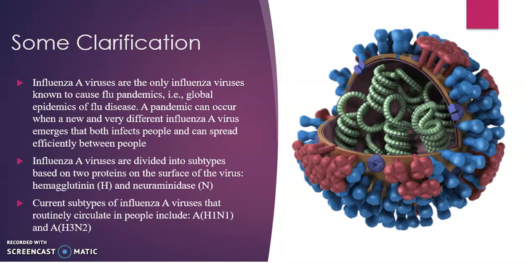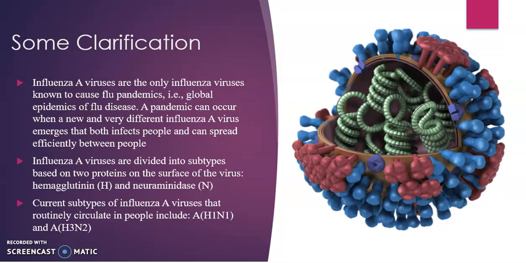Some clarification. Influenza A viruses are the only influenza viruses known to cause flu pandemics, global epidemics of flu disease. A pandemic can occur when a new and very different influenza A virus emerges that both infects people and can spread efficiently between people. Influenza A viruses are divided into subtypes based on two proteins on the surface of the virus, hemagglutinin and neuraminidase.